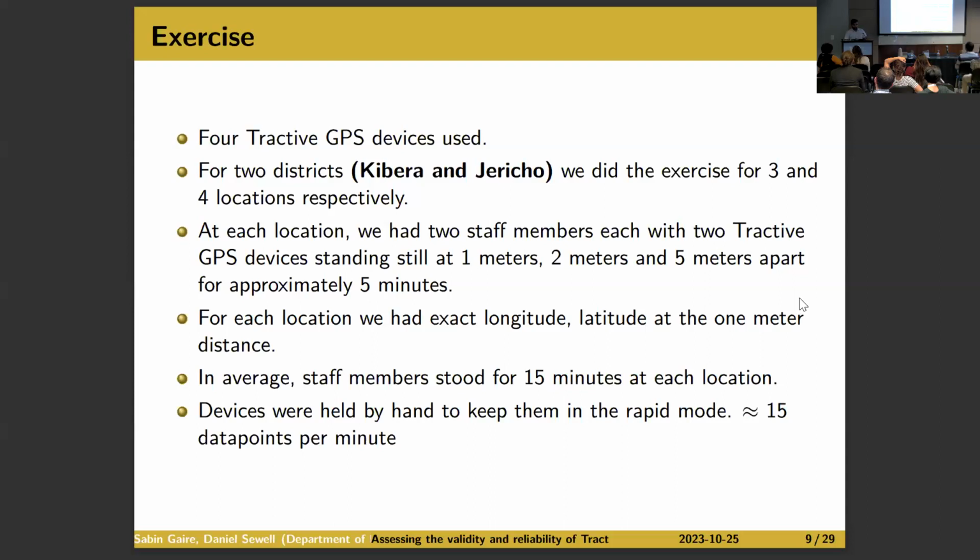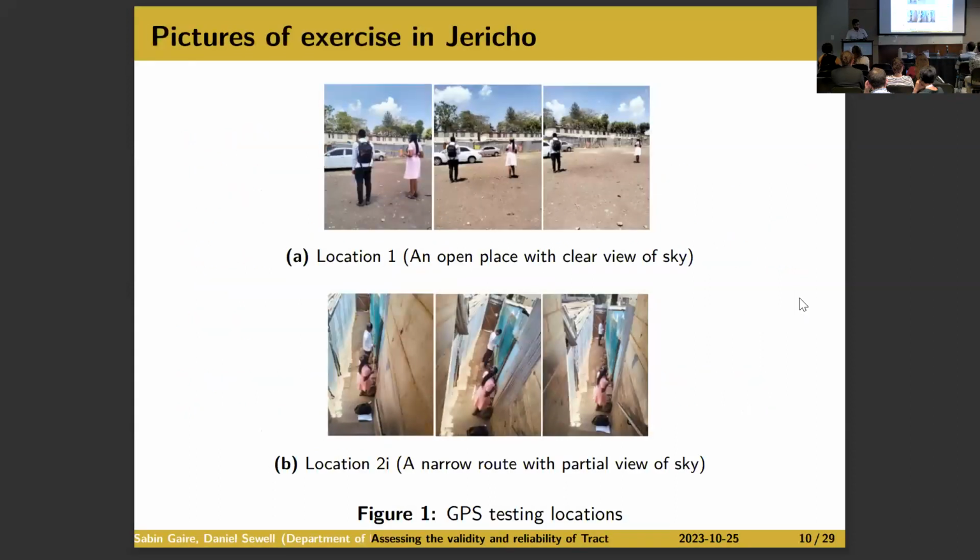So for the exercise, we used 4 GPS devices. We had 2 districts, Kivera and Jeju. At each location, we had 2 staff members, each with 2 devices, standing still at 1 meter, 2 meters, and 5 meters apart for approximately 5 minutes. For that time, we had the devices in rapid mode, which allows 15 data points per minute. So we wanted to make sure that we have enough power for our study and we have enough data. These are the pictures of what we did.